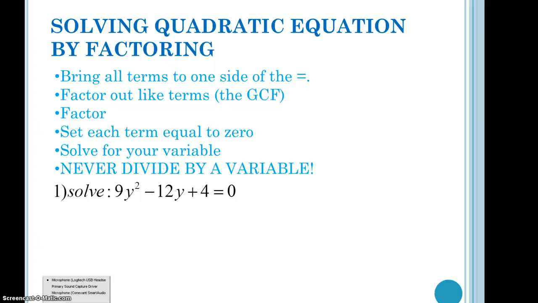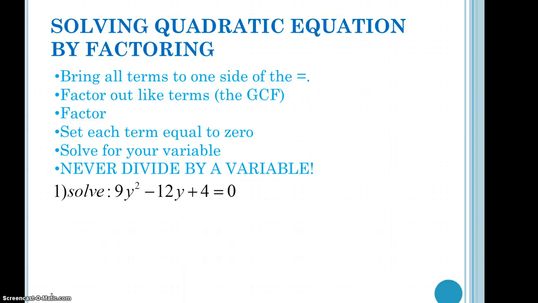So looking at number 1, solve 9y squared minus 12y plus 4 equals 0. I have another alert system, and it is telling me that this is a perfect square and this is a perfect square. This is the same as (3y) squared, and this is 2 squared. So using my special pattern, I should have (3y minus 2) squared equals 0.